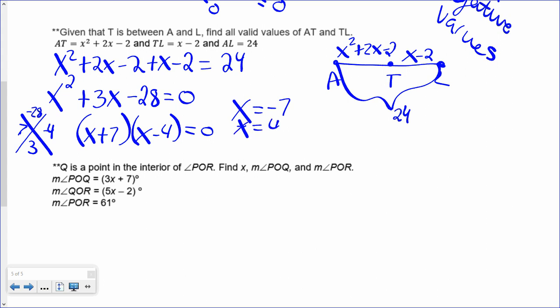Alright, those are the x values. Were they asking for x? No, they were asking for the valid measures of AT and TL. So if I plug in negative 7, use your calculator, do some mental math, would I get valid numbers? No. Specifically this one, I can see negative 7 minus 2 would be negative 9. Can something be negative 9 centimeters long? No. Okay, so this negative 7's out.